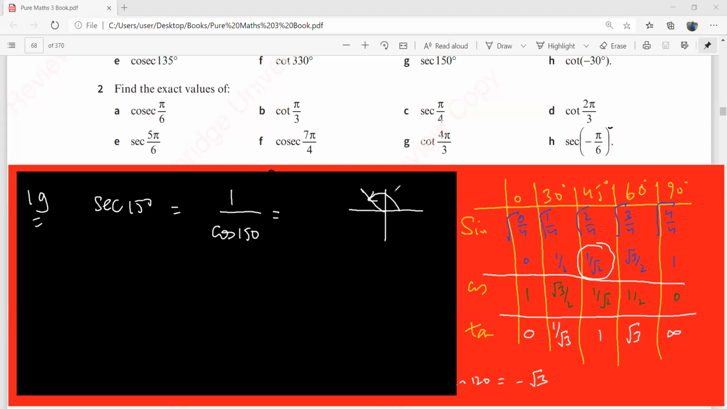This is your 150. The basic angle with this is going to be 30, and then see what is cos 30. In this quadrant, your cos is going to be negative. Cos 30 over here is under root 3 over 2. So this will be minus 2 over under root 3. We can rationalize the denominator, but we'll be doing that later. Secant 150.